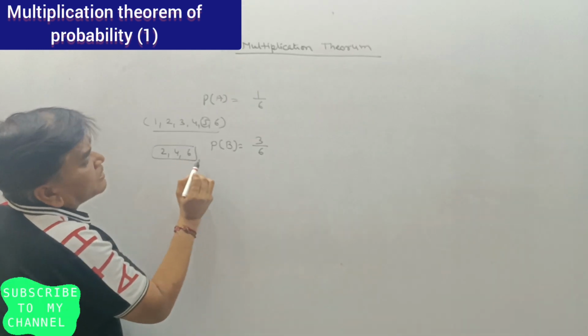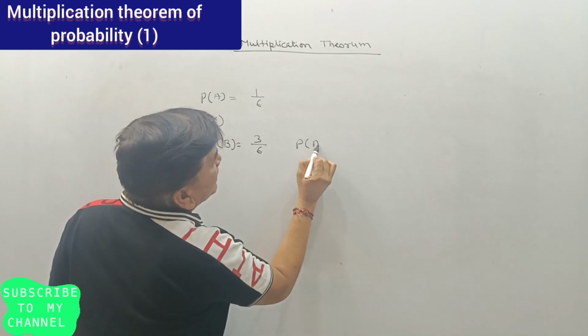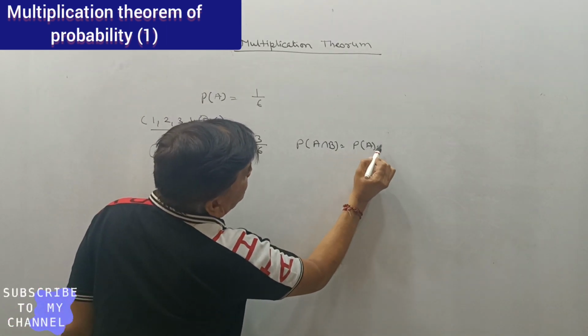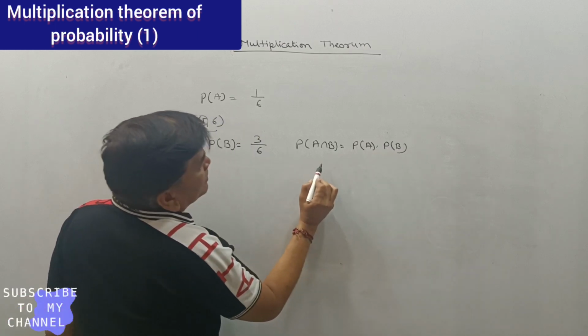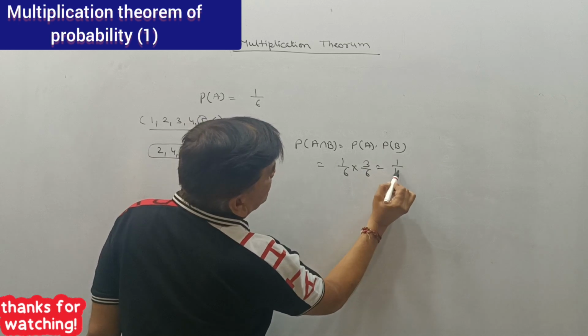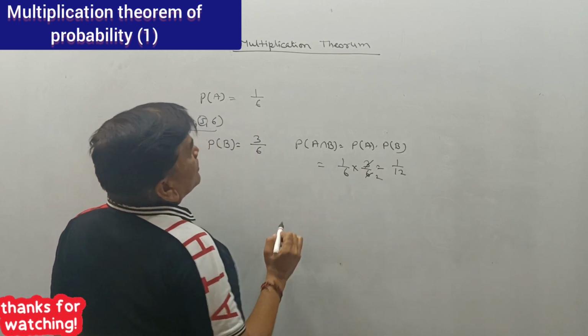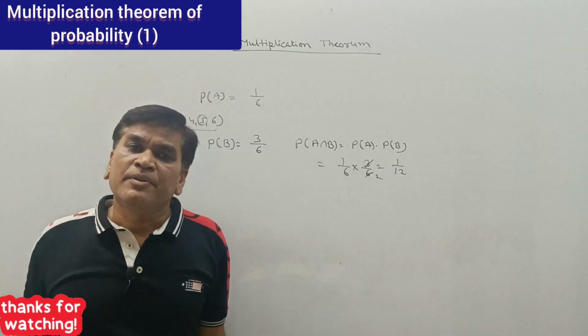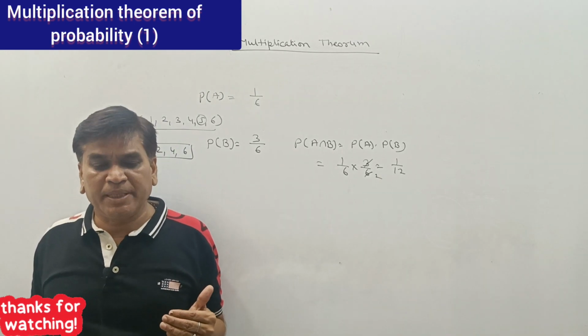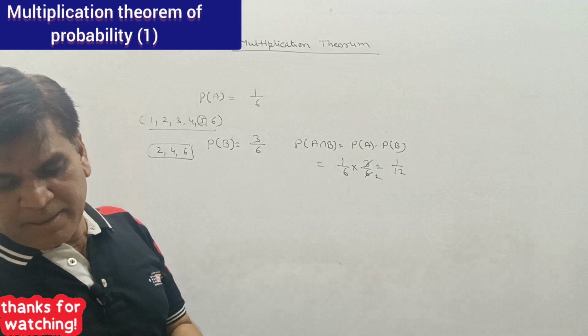So the probability of getting A intersection B is probability of A multiplied by probability of B. So that will be 1 by 6 multiplied by 3 by 6, that is 1 by 12. So in this manner, we can use the multiplication theorem of probability. One more question related to this.